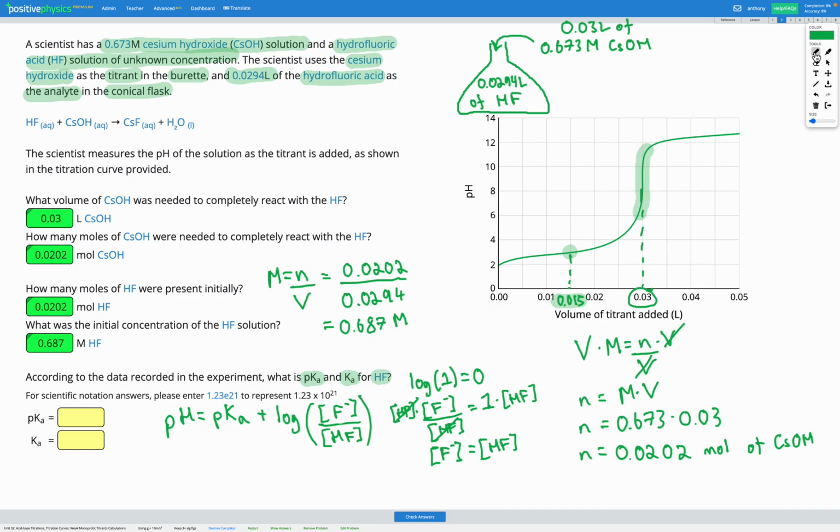That is our half equivalence point. And at that moment, the pH is equal to the pKa. So if we go ahead and figure out our pH at that point, it's 3.